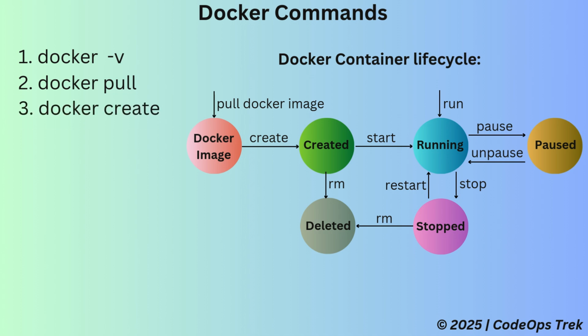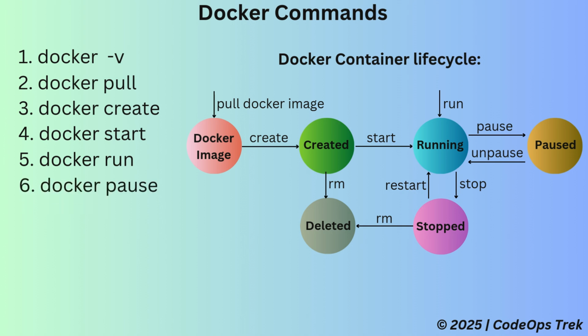Third is docker create, it is used to create a new container from an image without starting it. Fourth is docker start, it is used to start a previously created or stopped container. Fifth is docker run, it is used to create and start a container in a single step.